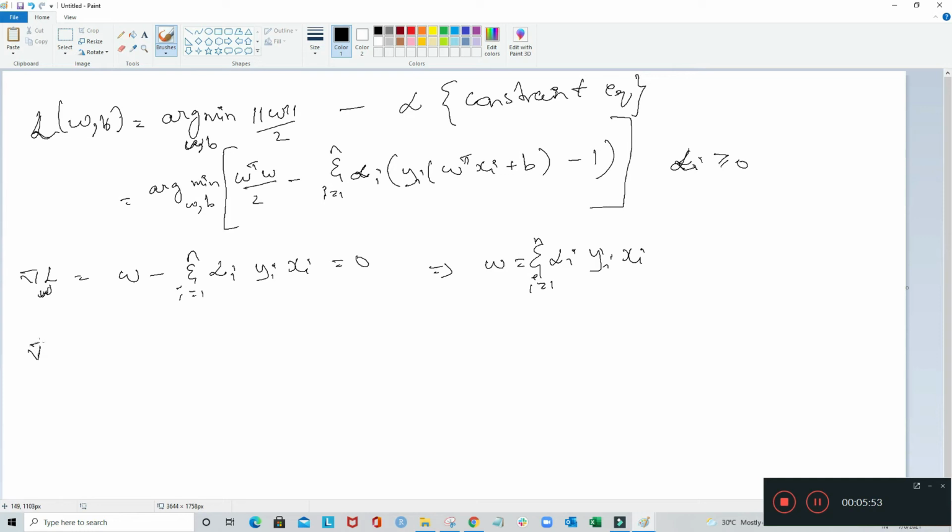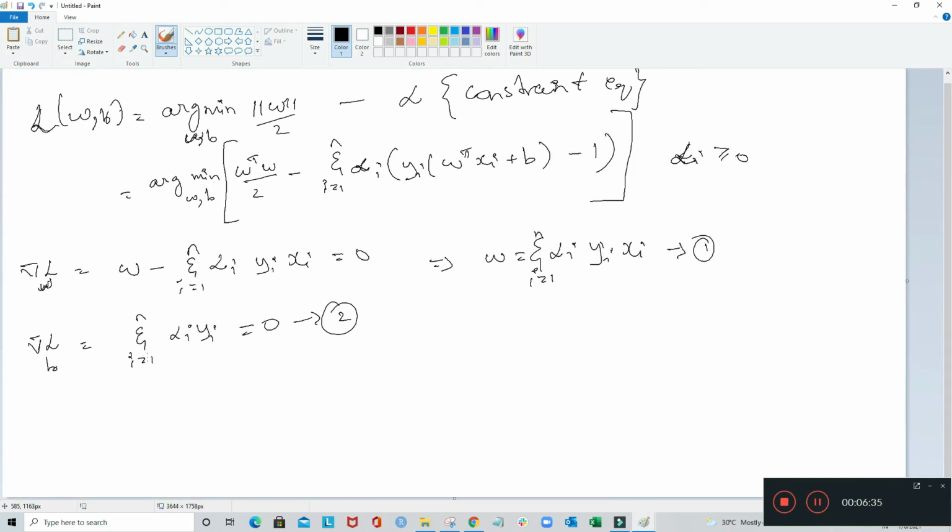Similarly, for the derivative of the Lagrangian with respect to b, we don't have a b term in this part, so it is 0, and what remains is yi b and alpha i. So this is the summation over i equals 1 to n of alpha i yi equals 0. Let these be equations 1 and 2. We will use these equations for the further derivation.